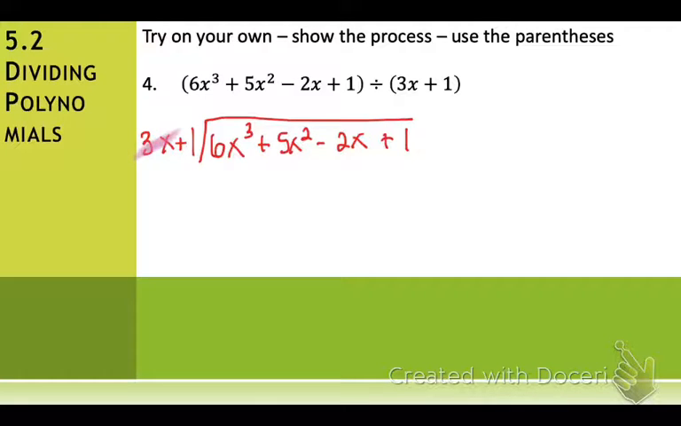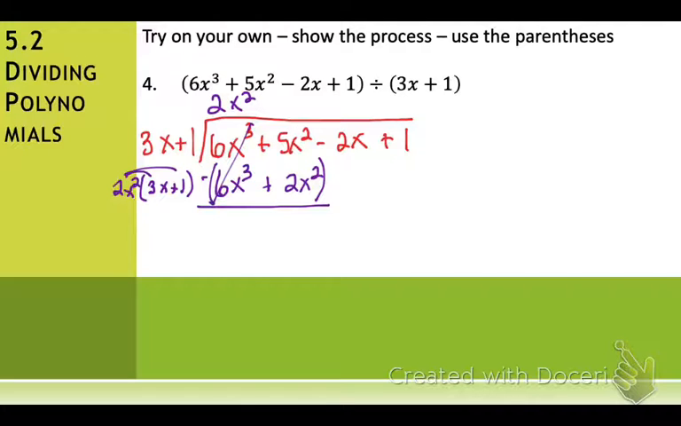All right, how many times does 3x go into 6x cubed? It goes in 2x squared times. And that will work out because when I take 2x squared times 3x plus 1, I get 6x cubed. Same thing, plus 2x squared. I'm going to subtract that whole thing. Cancel. All right, and 5 minus 2, that's going to be 3x squared. Drop down the, careful here, the minus 2x, and start again.